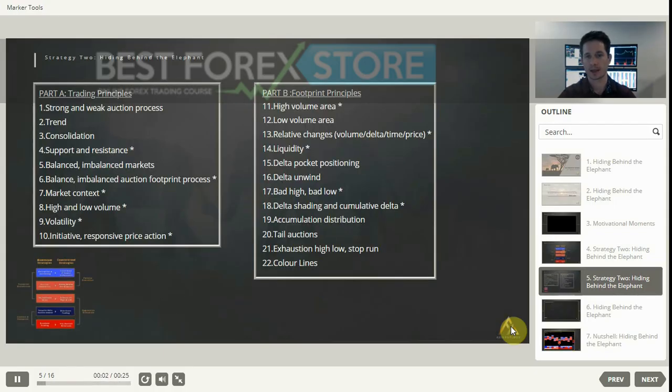So again, just like strategy 1, in strategy 2 these are the principles that you're going to encounter throughout this strategy. I will again illustrate this on the blackboard in the next couple of slides that you're going to watch on a video, and you'll get a better understanding of exactly which principles are required for hiding behind the elephant.